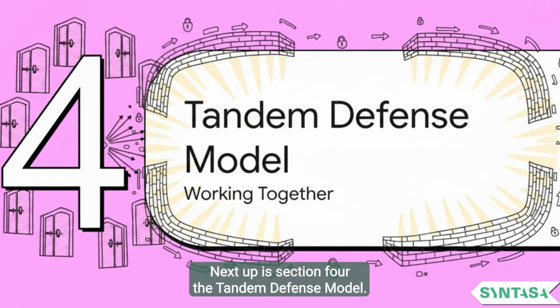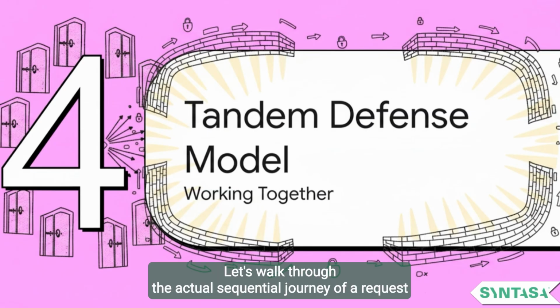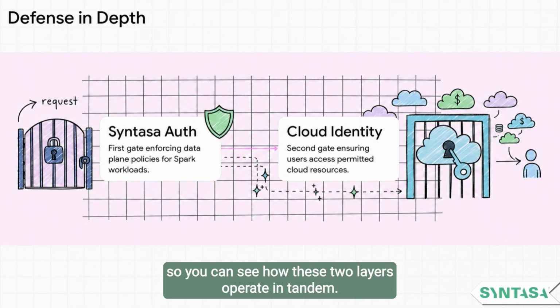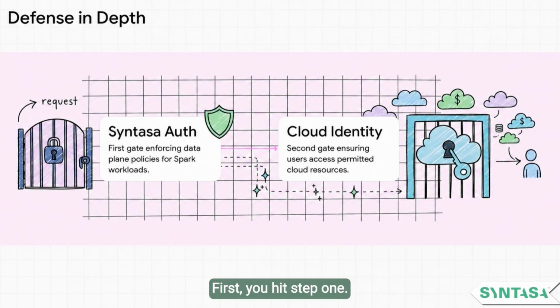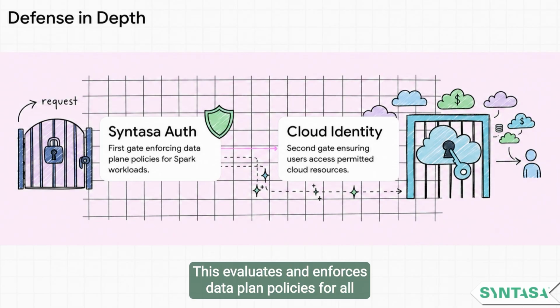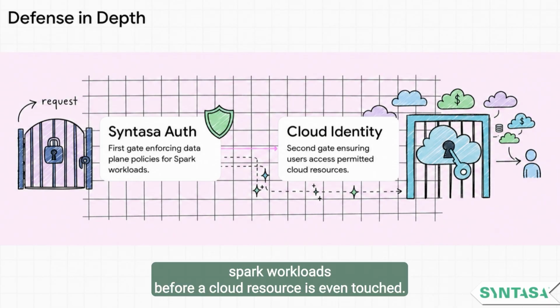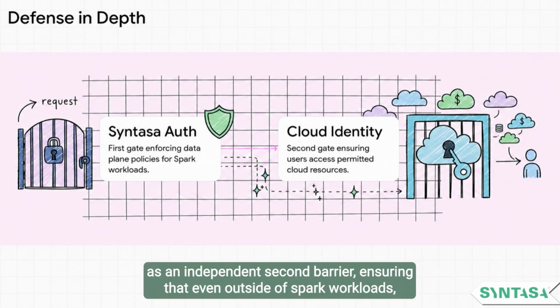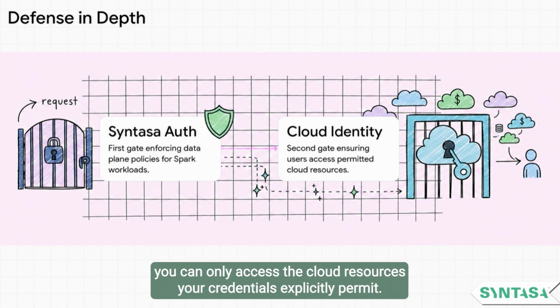Next up is section 4, the tandem defense model. Let's walk through the actual sequential journey of a request, so you can see how these 2 layers operate in tandem. First, you hit step 1, the Syntasa auth gate. This evaluates and enforces data plane policies for all Spark workloads before a cloud resource is even touched. Past that, and you immediately face step 2, the cloud identity gate. This acts as an independent second barrier, ensuring that even outside of Spark workloads, you can only access the cloud resources your credentials explicitly permit.